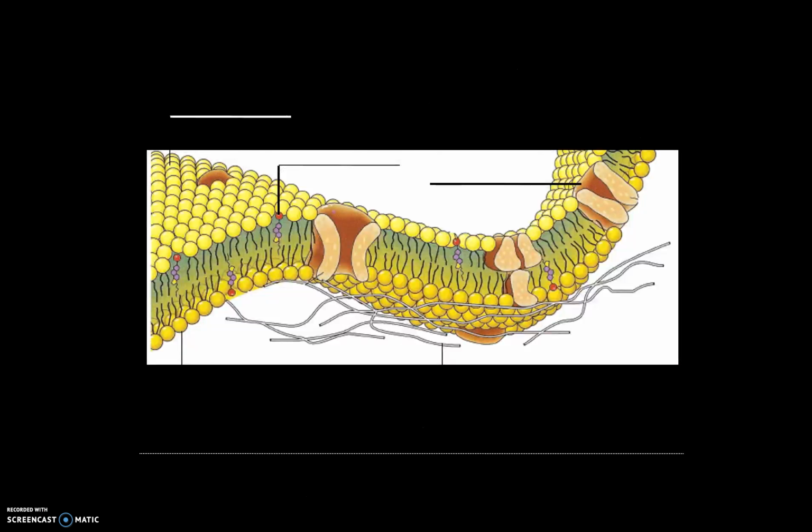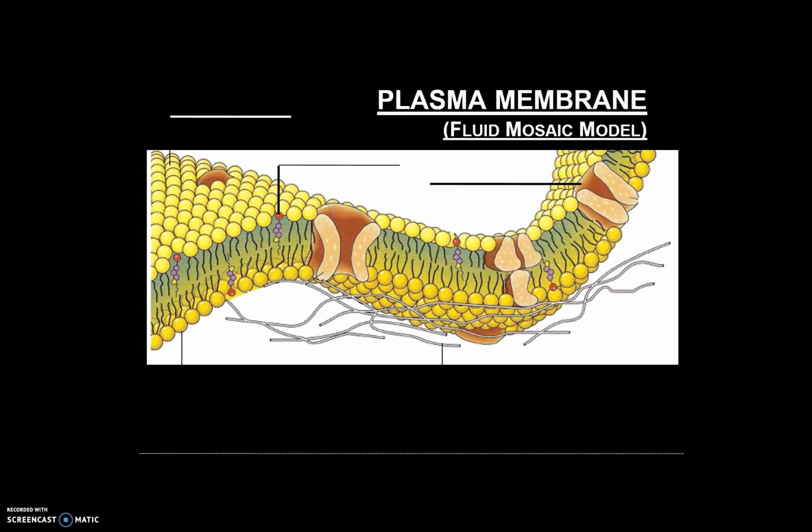And the last thing we're going to do in this lecture is diagram that fluid mosaic model. So you do have this diagram in your notes. You're going to want to add these labels to the diagram. First, you have the phospholipid. Phospholipids are those round balloon-like structures that extend on both sides of the membrane.